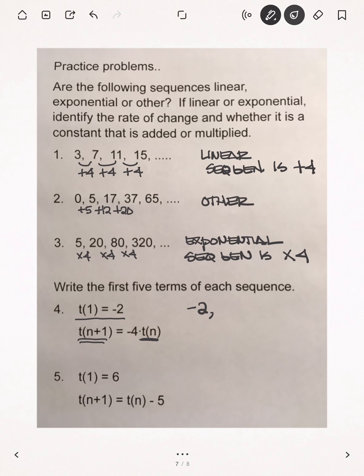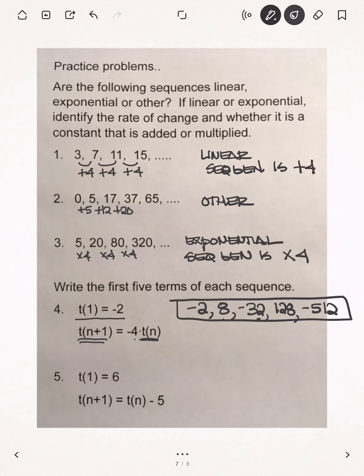So what's negative 2 times negative 4? That would be positive 8. Notice that my sign changed because I'm multiplying by negative. To find the next term, I'm going to take the 8 and I'm going to plug it back in here. 8 times negative 4 is negative 32. Negative 32 times negative 4 is 128. And 128 times negative 4 is negative 512. So there are the first 5 terms of my sequence.